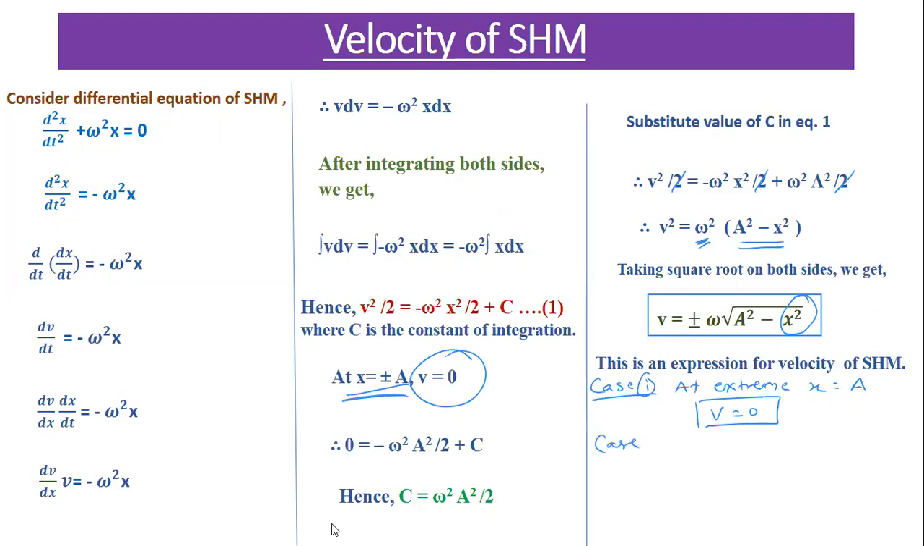Now case 2, at mean position x is equal to 0. As you substitute x is equal to 0, this term gets cancelled and we get the formula for v as plus minus omega root of A square. Root of A square means A. So v is equal to plus minus A omega.